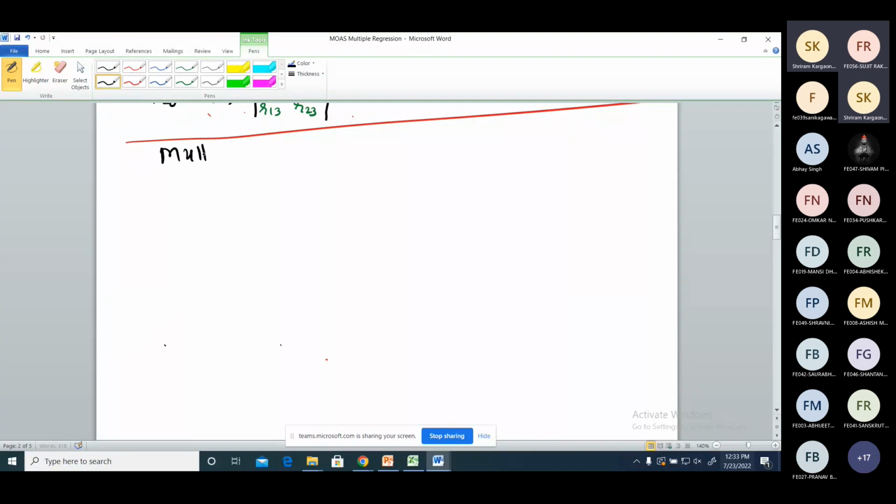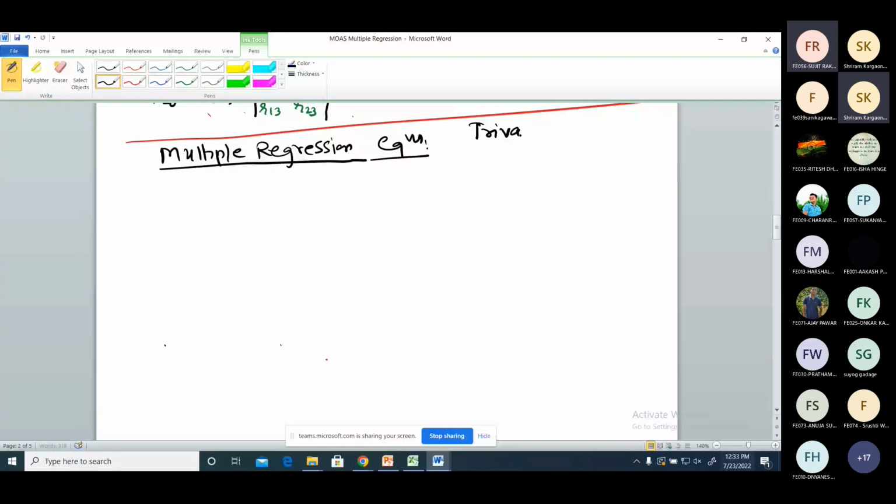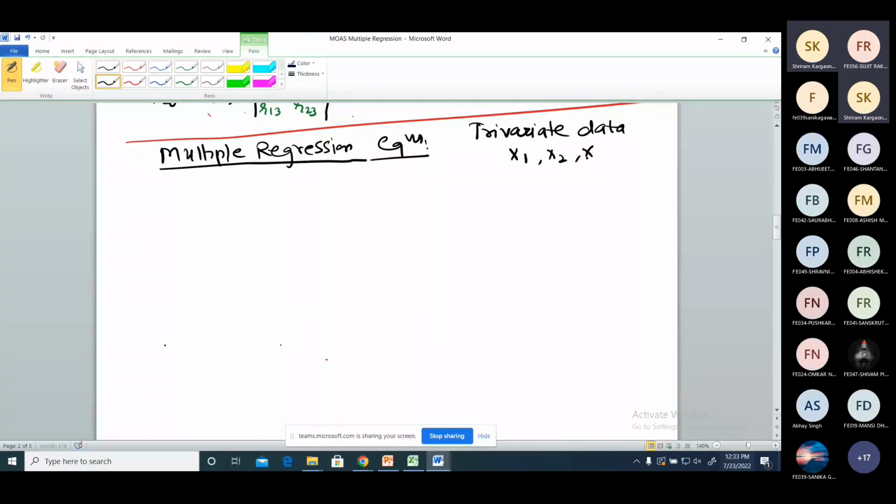Now, multiple regression equations. Since we are dealing with trivariate data, there will be three variables, x1, x2, x3. Okay, so there will be three multiple regression equations. Understand this. Now, there are two cases. Case one.